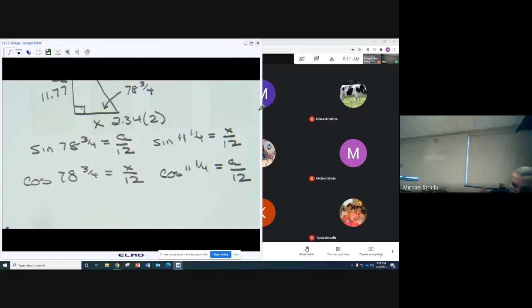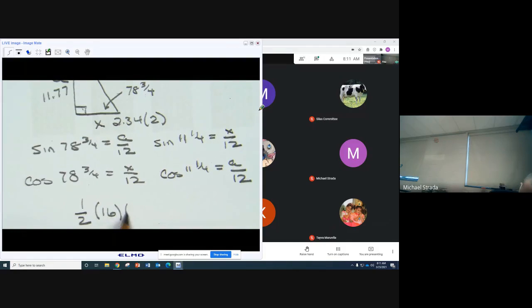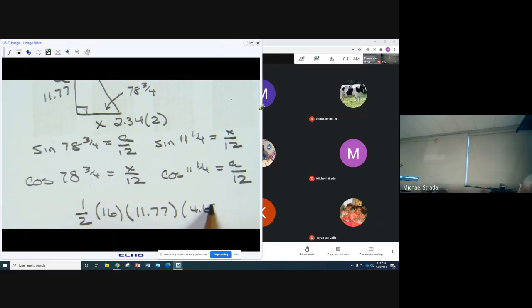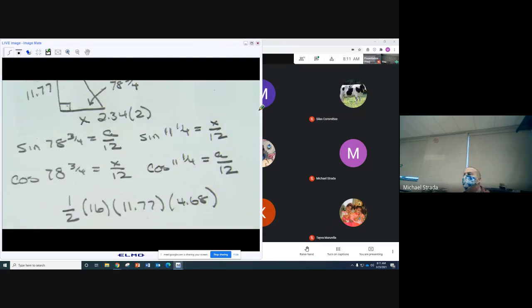So the final part will be show what you plugged in: 1/2. How many sides in a 16-gon? 16. The apothem is the 11.77, and the side length would be 4.68. All right, so that's what we need to see for work tomorrow.